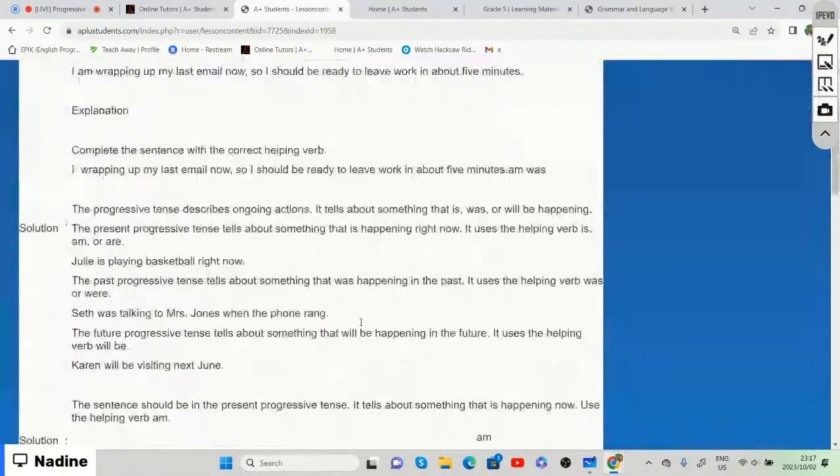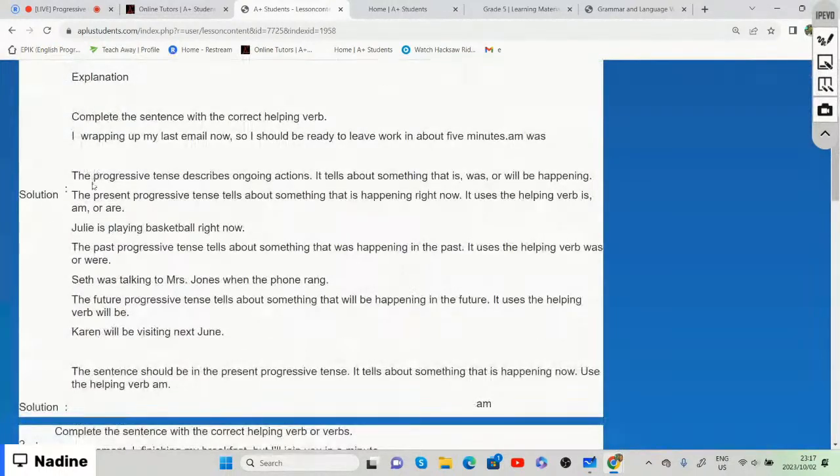All right. So we already described all of the past, the present, as well as the future tense, right? And just once again, we said that the progressive tense describes ongoing action, right? It tells about something that is, was, or will be happening. And remember, if something tells us that it is, was, or will be happening, then it means that it is telling us about the present, it's telling us about the past, and it's telling us about the future.